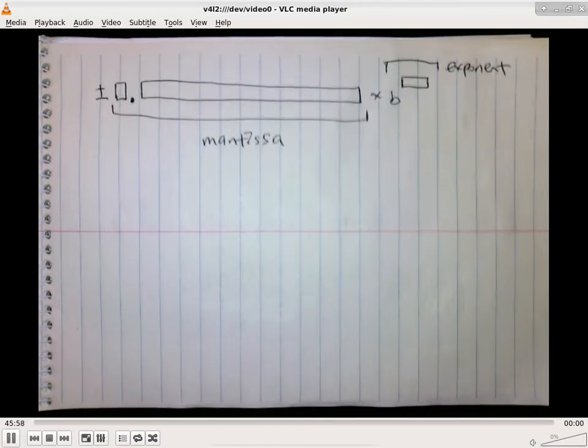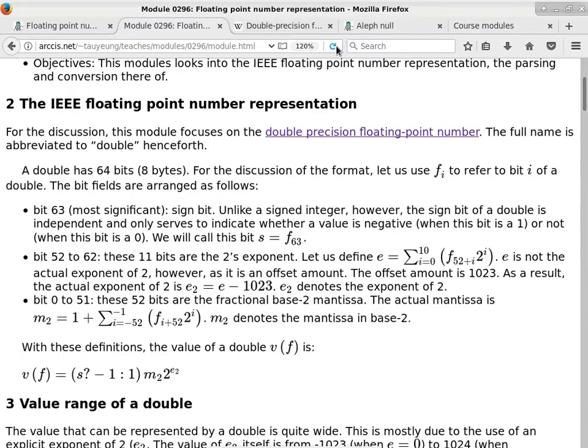So switching back to the notes here, this is the mantissa. The mantissa in base 2 has a 1 plus. That part is assumed. But then all the bits from bit 51 all the way down to bit 0 specify the fractional part of the mantissa.